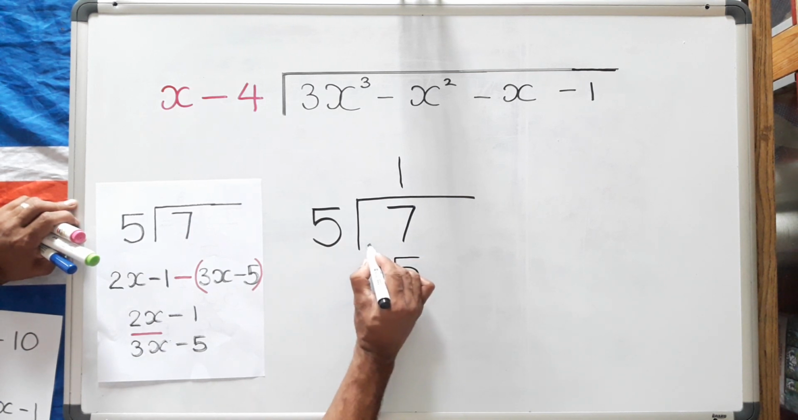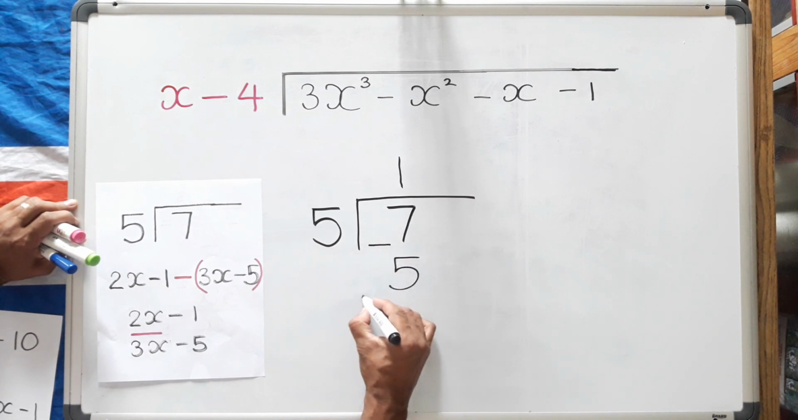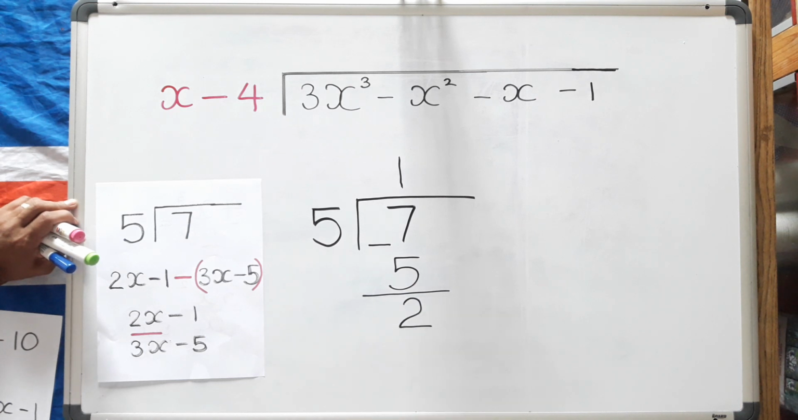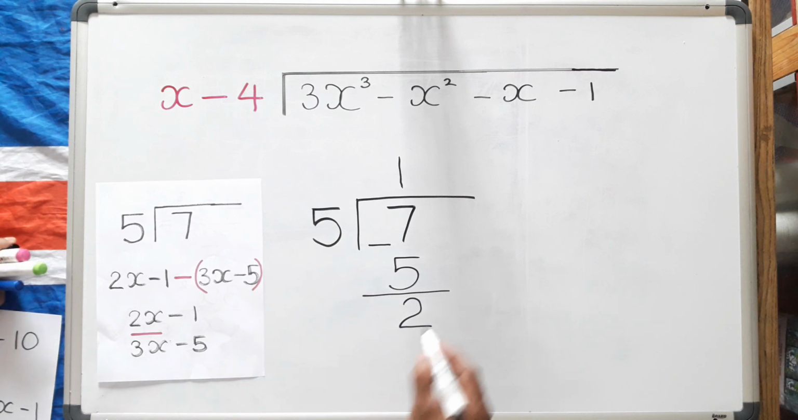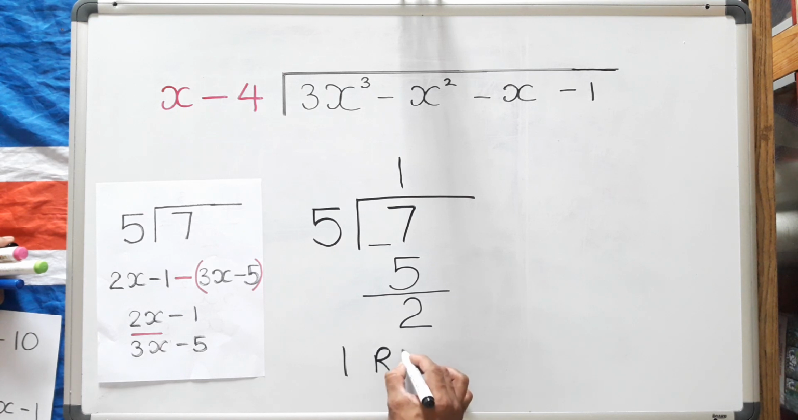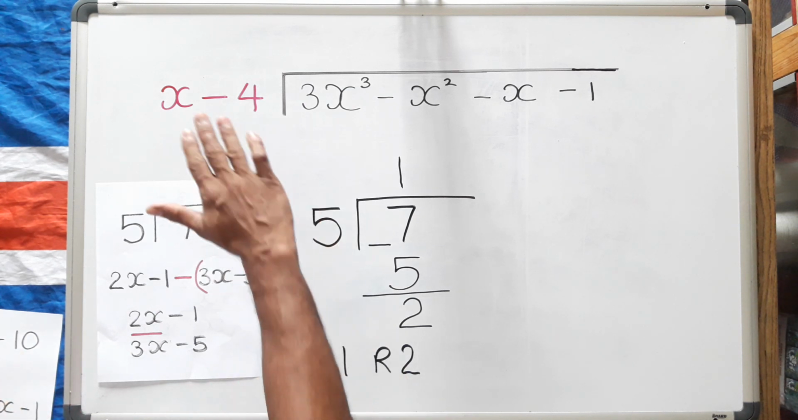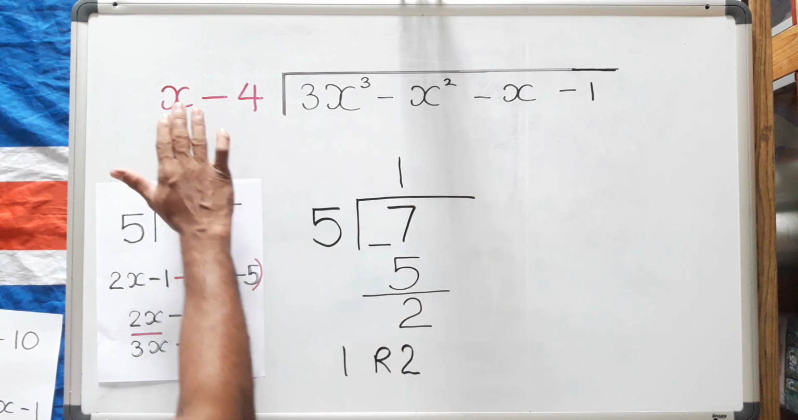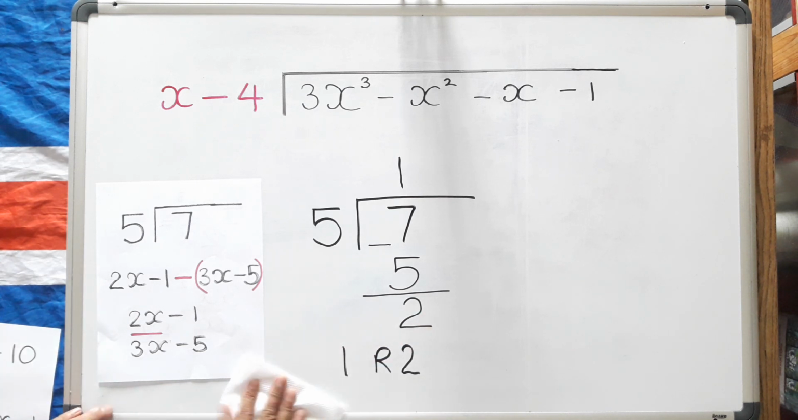And then you would minus these two numbers. So 7 minus 5 is 2. Now 5 cannot go into 2 as 2 is smaller than 5. So we would say the answer for this sum is 1 remainder 2. Something straight out of primary school. So as simple as this concept is, when we're dividing this expression by x minus 4, we will follow the same basic rules. Okay? So let's go through some other things.